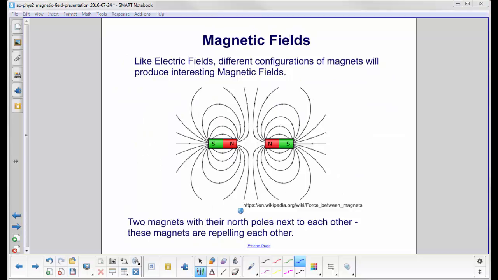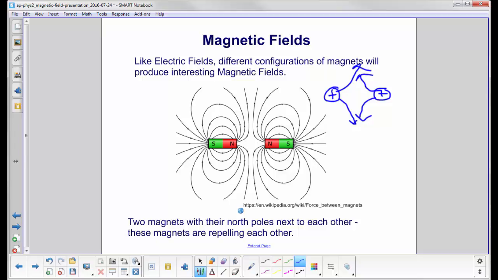Just like electric fields, different configurations of magnets will produce interesting magnetic fields. Here we have two north poles close to each other. We know they're going to repel. And look at these field lines. You can go back to the electric field unit and find out that that looks just like two positive charges nearby. And again, the arrow leaves the North Pole, just like in the positive charge, the arrows would go like that, the electric field lines. Well, obviously much prettier than that, but that's the general idea.